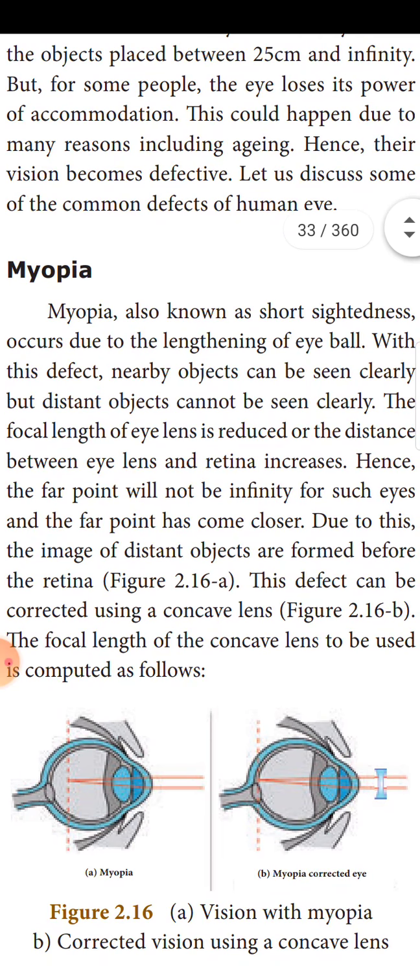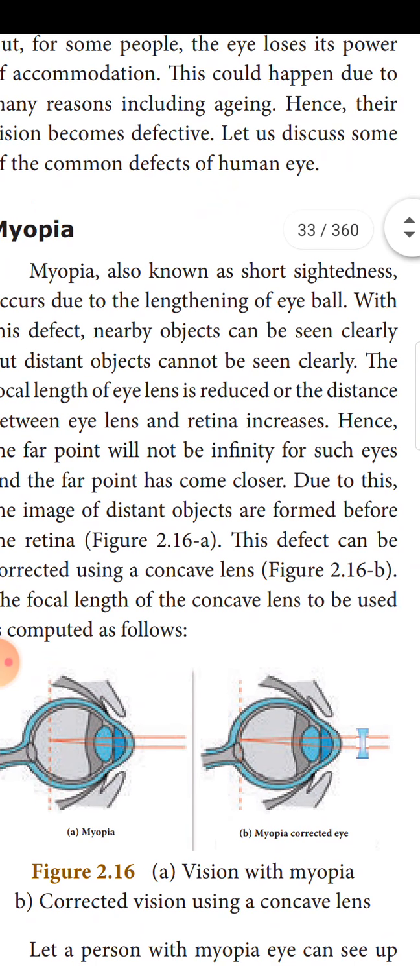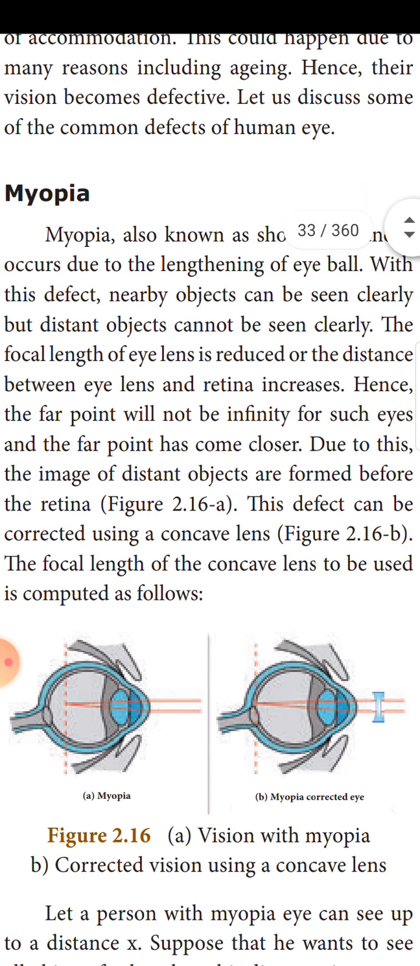The focal length of the eye lens is reduced, or the distance between the eye lens and retina increases. Hence, the far point will not be at infinity for such eyes, and that far point has come closer. Due to this, the image of distant objects is formed before the retina. This defect can be corrected using concave lenses.